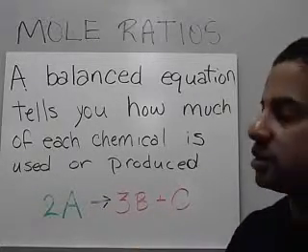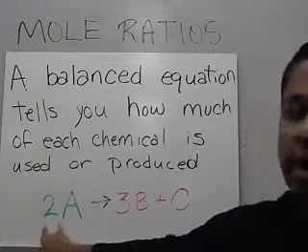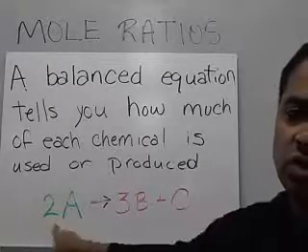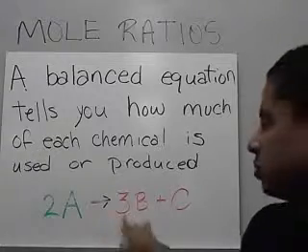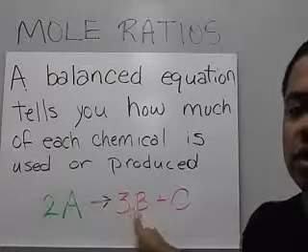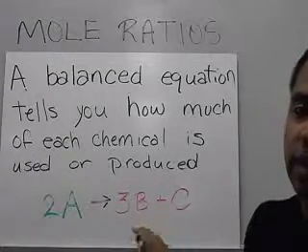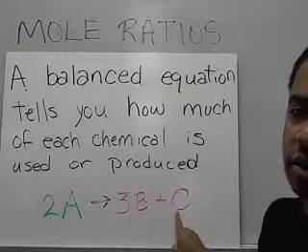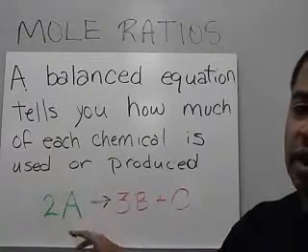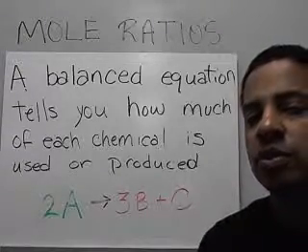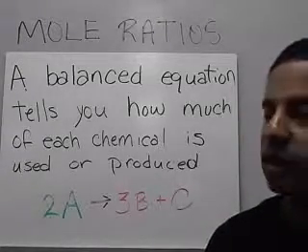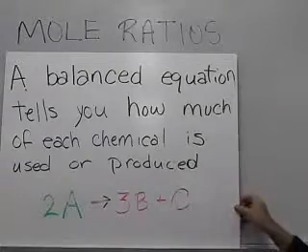And what this really means is that this reactant A, if you have 2 moles of A, it will decompose into 3 moles of this product B and 1 mole of this product C. And we're assuming that this is a balanced equation. So this is important to know in order to calculate your mole ratios.